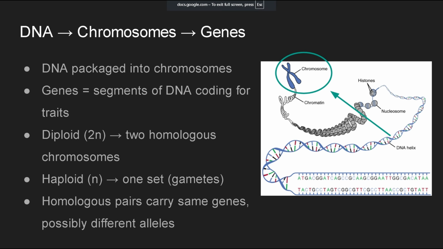So first of all, to understand heredity itself, we have to understand the gear behind it. DNA is our master code, but the problem is it's packaged into these structures called chromosomes for transport and organization. Genes are specific segments of DNA that code for our traits, and most of our body cells are diploid, or 2N, meaning that we have two versions of every chromosome, one maternal, or from your mother, and one paternal, or from your father. These homologous pairs carry the same genes at the same locations, but they might have different versions, known as alleles. Gametes, your sperm and egg, are haploid, or N, carrying just one set of chromosomes so that when they meet, they can restore the diploid number.